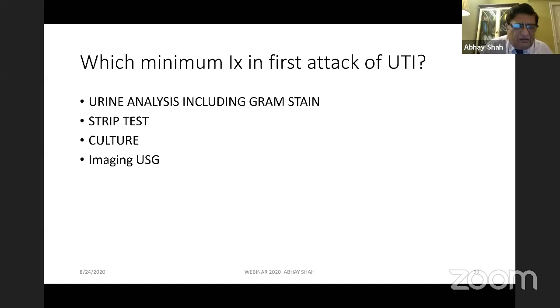So Dr. Yagnesh, what is the take on the urine strip test for UTI? There are two varieties of urine strip tests: the leukocyte esterase enzyme test as well as the nitrite test.